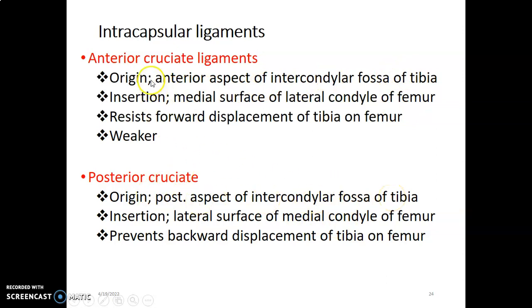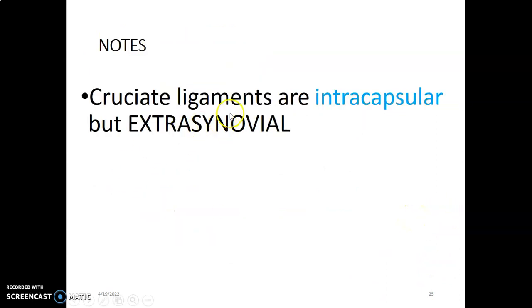Okay? What's the function? Anterior cruciate resists forward displacement of the tibia on the femur. So it prevents the tibia from moving forward in relation to the femur, while posterior cruciate prevents backward displacement of the tibia on the femur. The anterior cruciate is weaker compared to the posterior. So from this slide, I can get a lot of MCQ questions, yeah? So then the cruciate ligaments, we've said they are intracapsular but extrasynovial.